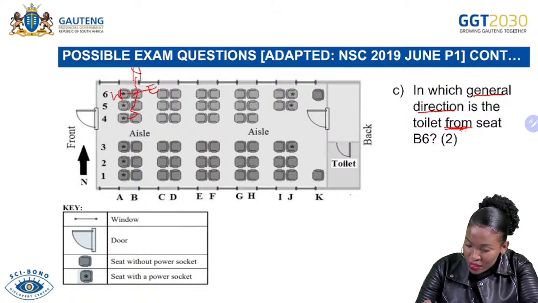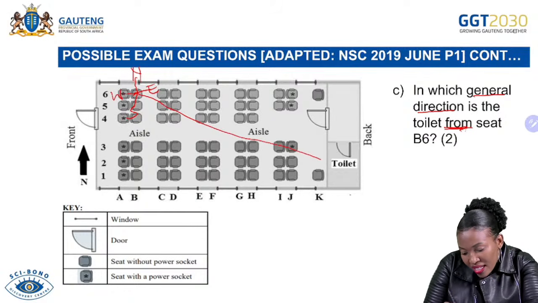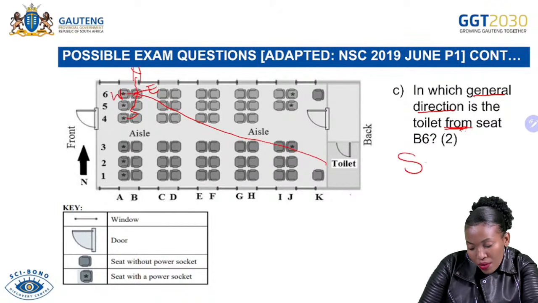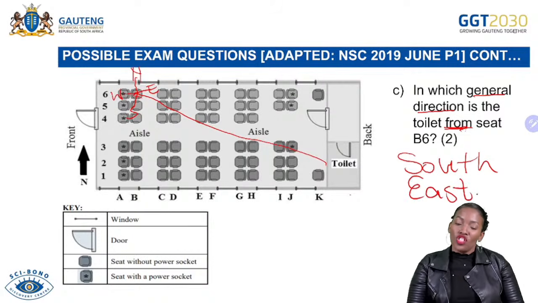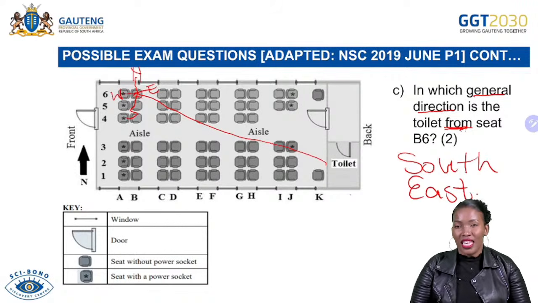So what is the direction of the toilet? When you are here, where is the toilet? There is the toilet. And what is the general direction here? It is southeast. So the general direction of the toilet from seat B6 is southeast.